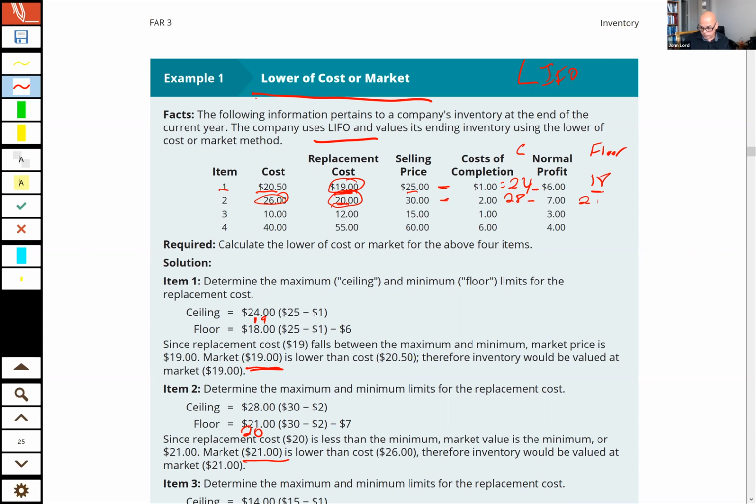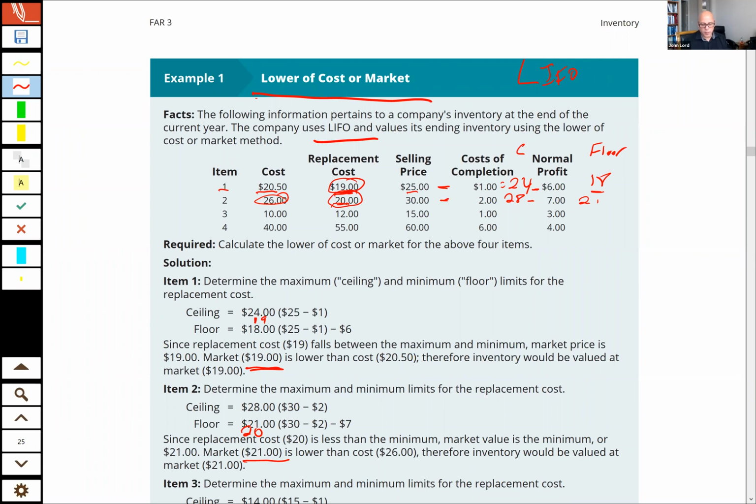The hard part is knowing how to calculate the ceiling and the floor. Can't go over the ceiling, can't go below the floor, right? Sounds like some sort of weird song. Can't go over the ceiling. Can't go below the floor. Right? For our replacement costs.